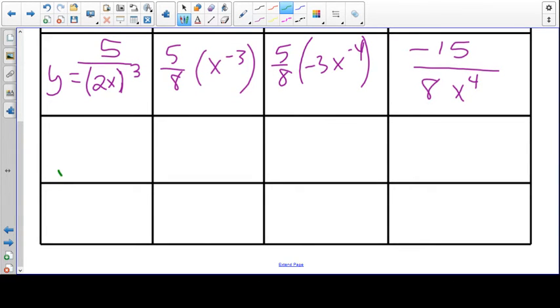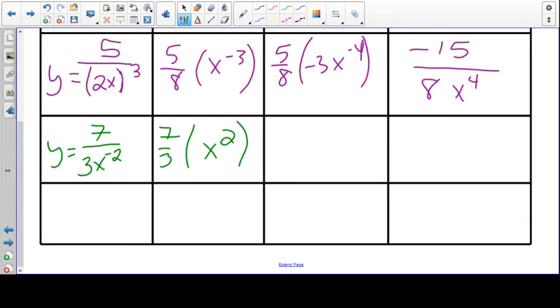My next example is y is equal to 7 over 3x to the negative second. So I'm going to pull apart that 7 over 3. X to the negative second, when I bring that up, is just x squared.